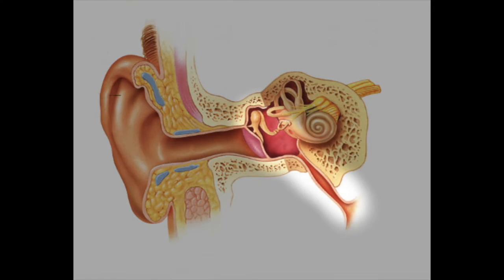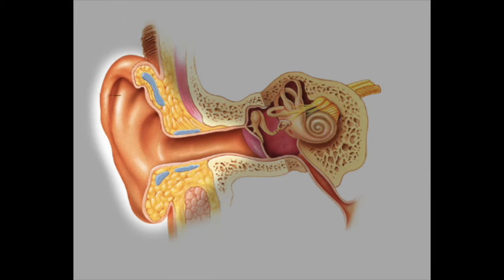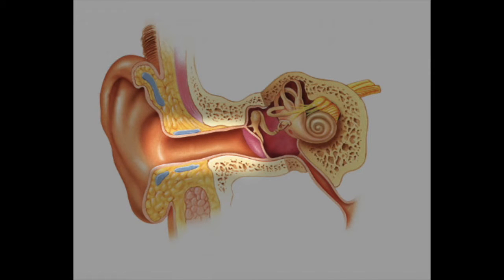The outer and middle ears are only concerned with hearing. Let's start with the outer ear. The outer ear contains the pinna or auricle, which is what you think of when you picture an ear. The outer ear also contains the ear canal, where sound waves are directed by the pinna towards the middle ear.